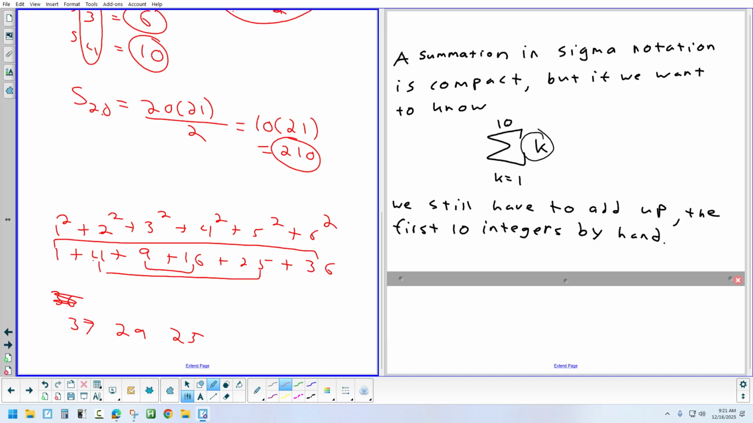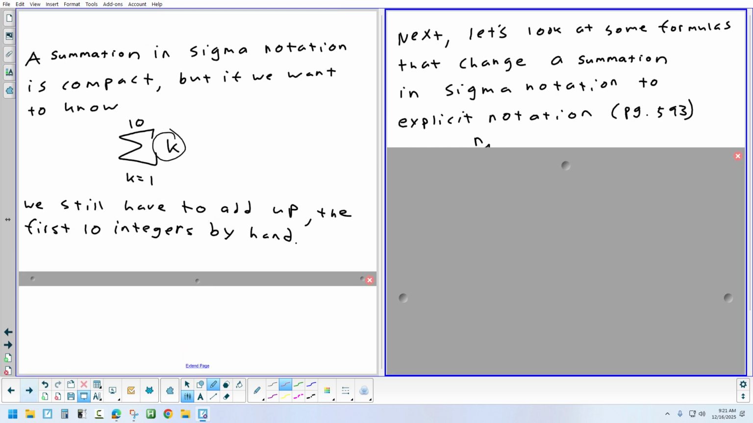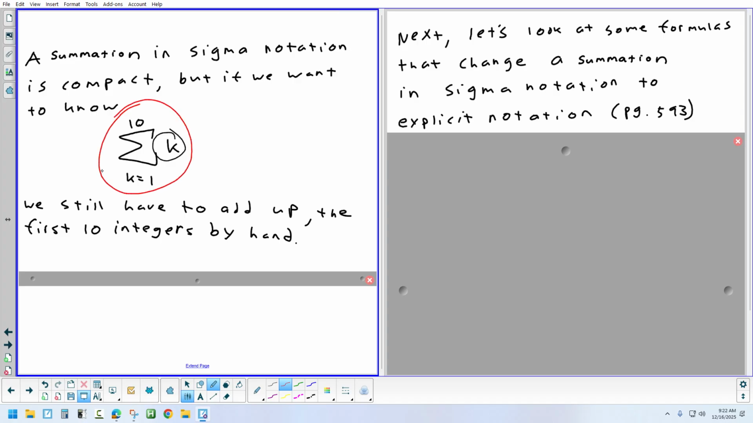But as long as you're adding up numbers that aren't squared, like 1 plus 2 plus 3 plus 4 plus 5, that trick would always work. But there's lots of other kinds of numbers besides those numbers. So we're going to look at 2 formulas that basically allow you to take something that's in sigma notation and get rid of the sigma and get an actual number as an answer.